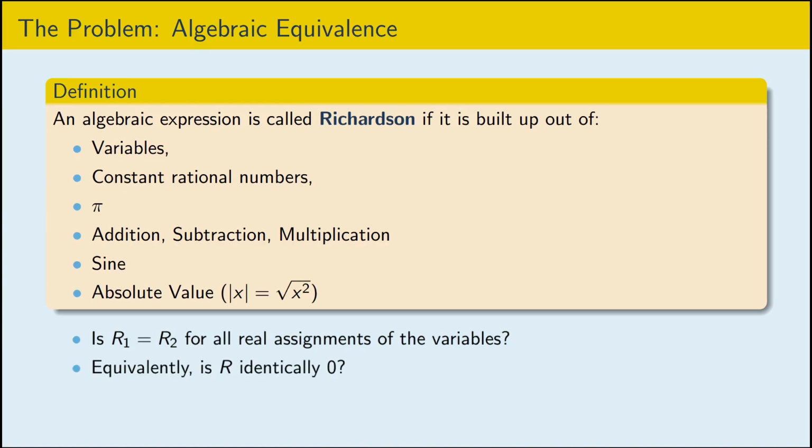As is common of these sorts of things, it'll be convenient to switch our perspective back and forth between asking if two Richardson expressions are equivalent and asking if their difference, which is of course another Richardson expression, is identically 0, is always 0 no matter what values we plug in for the variables.